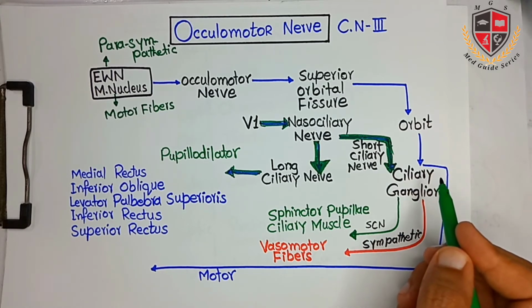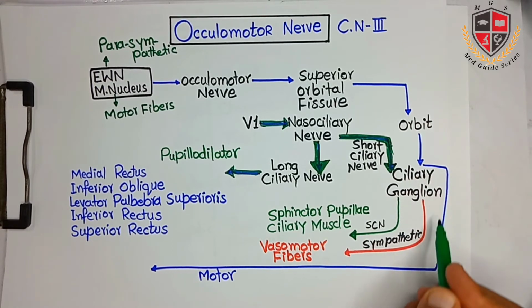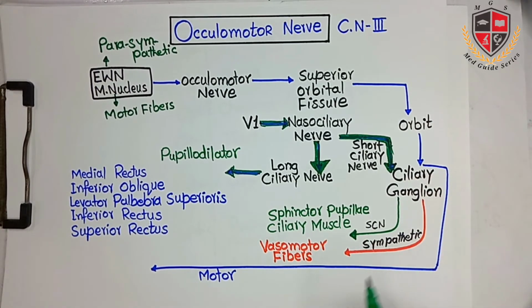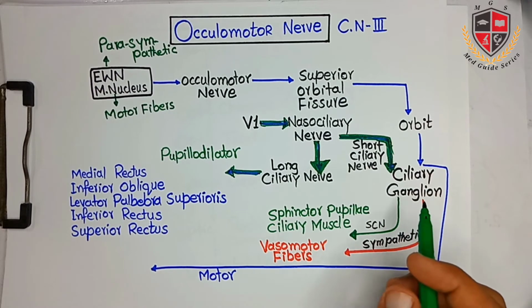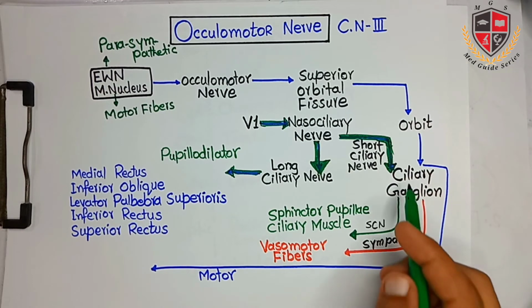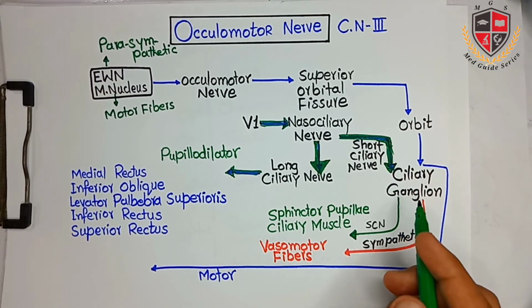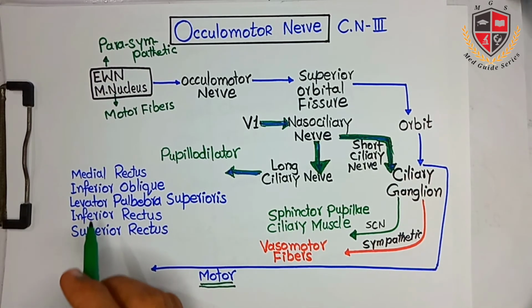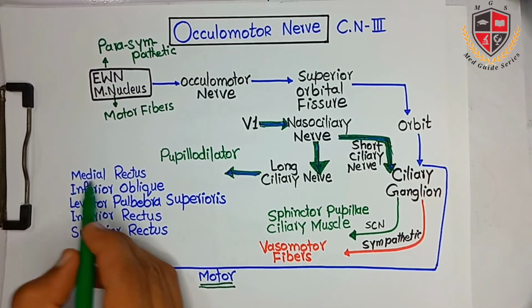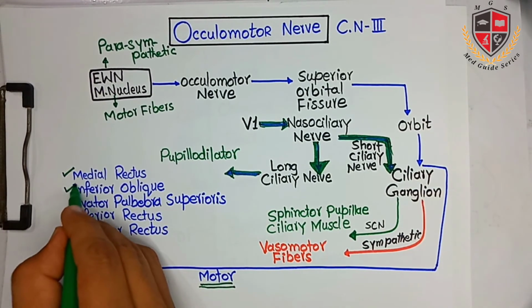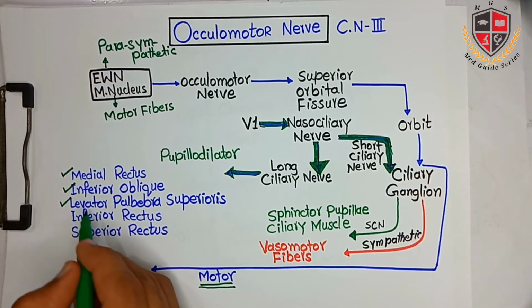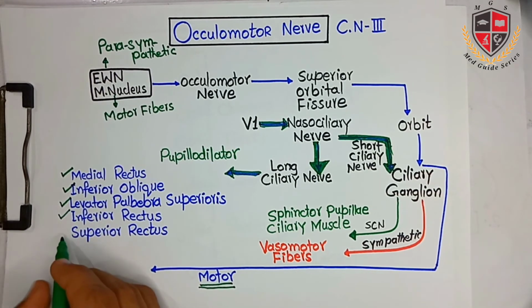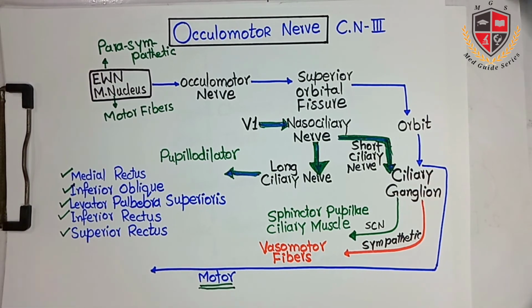The oculomotor nerve has motor fibers, and these motor fibers have no connection with the ciliary ganglion. They don't relay at the ciliary ganglion, and these motor fibers supply the muscles of the eyeball: medial rectus, inferior oblique, levator palpebrae superioris, inferior rectus, and superior rectus muscle.